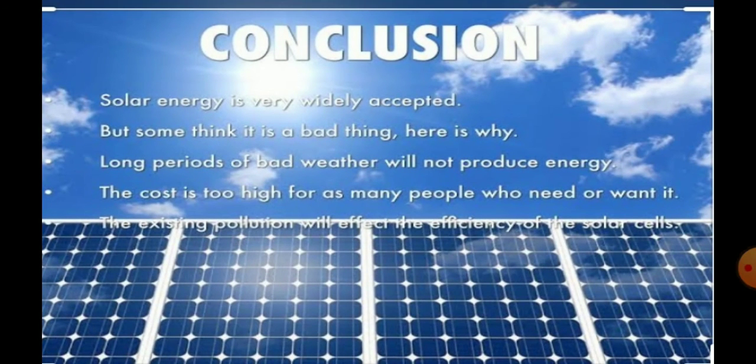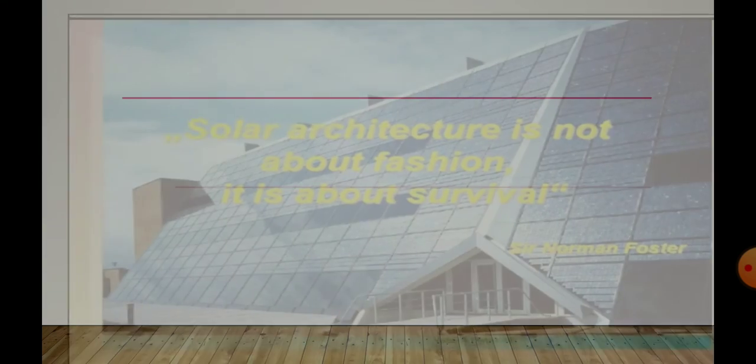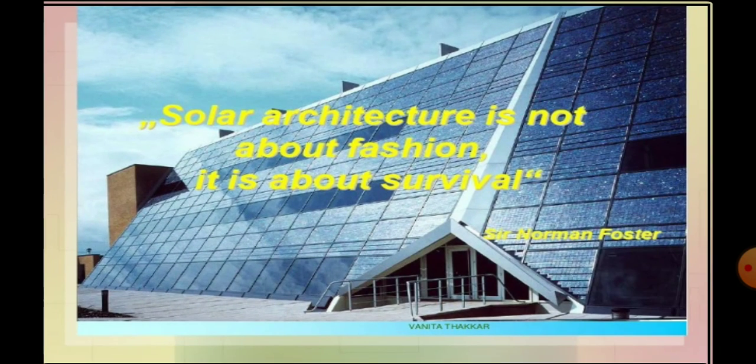Conclusion. Solar energy is widely accepted, but sometimes it is a bad thing. Here is why. Long periods of bad weather will not produce energy. The cost is too high for as many people who need or want it. Existing pollution will affect the efficiency of the solar cells. Solar architecture is not about fashion, it is about survival.